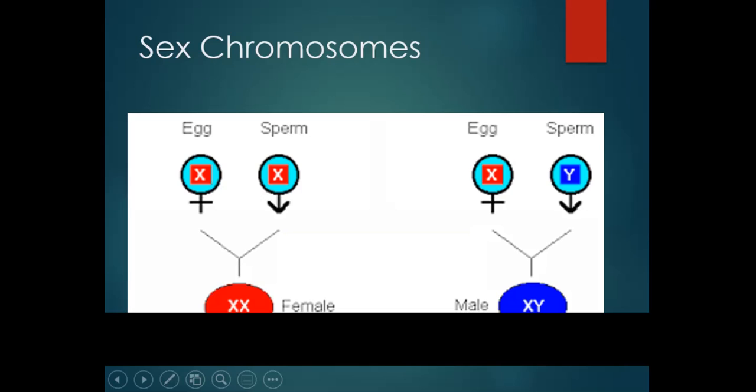Okay, sex chromosomes, obviously. So we have 22 pairs of autosomes and 1 pair of sex chromosomes. And obviously, you know that XX equals females, XY equals males, with some exceptions that we'll talk about in chapter 4.